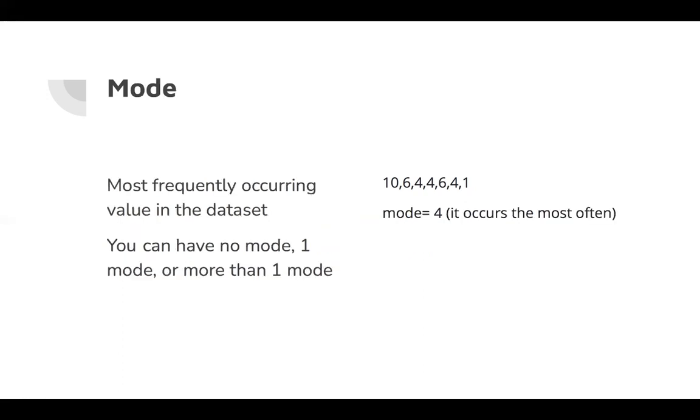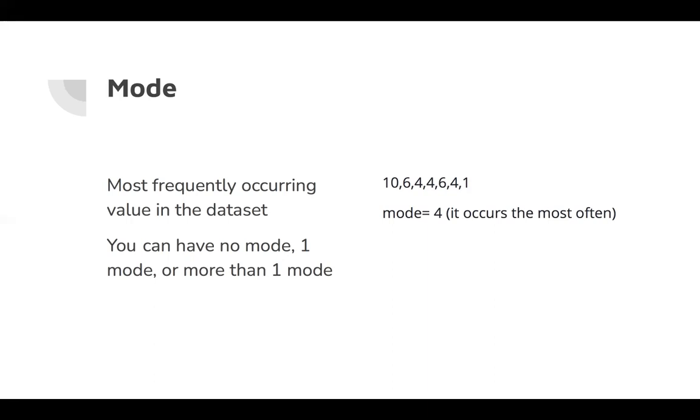Finally, we have the mode. The mode is the most frequently occurring value in the data set. So you can have no mode, one mode, or more than one mode. So the case of no mode is if all of the numbers appear the same amount of times. One mode is if there's one number that appears more times than any other. And then more than one mode if, say, two or three numbers appear multiple times, but the same amount of times.